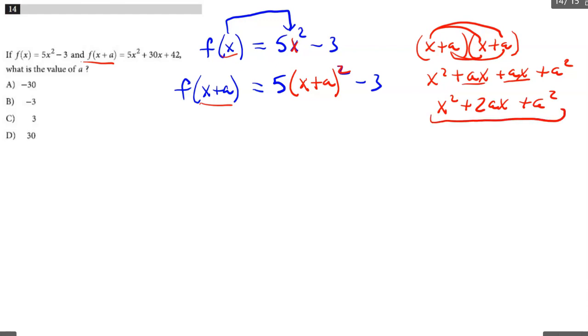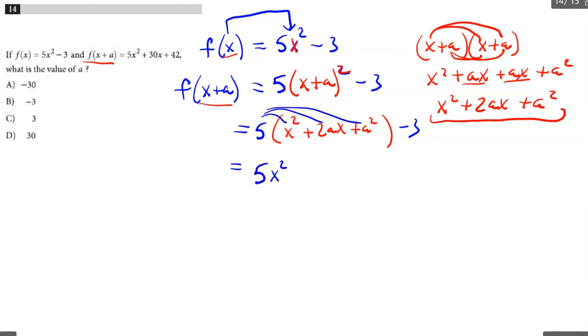So I'm going to take all of that and I'm going to replace it over here. So I'm going to get 5, and in parentheses, instead of x plus a squared, I'm going to go x squared plus 2ax plus a squared. And then don't forget about the minus 3 at the end. All right. And when I keep going with that, and I kind of clean that up even more, and I distribute this 5 all the way through to clear out parentheses, I get 5x squared plus 10ax plus 5a squared, take away 3.